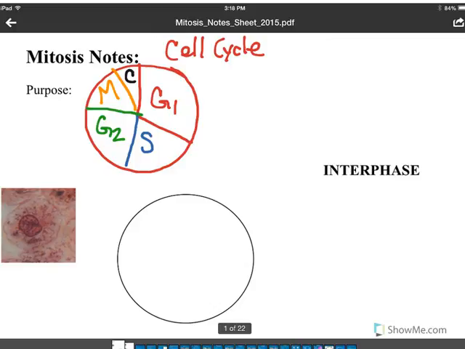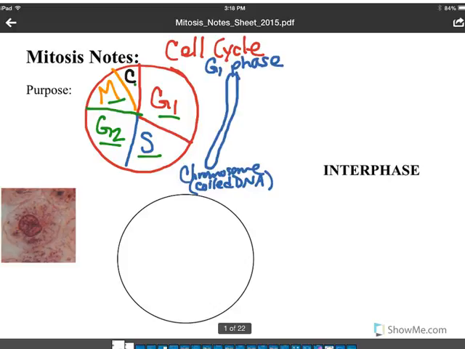So let's look back. You'll recognize we have the cell cycle drawn over here, and we know that growth happens during G1, then we have synthesis, which is DNA replication, G2 a little bit more growth, and then M, we have mitosis, which we're going to look at, and then when the cell actually divides, that's cytokinesis.